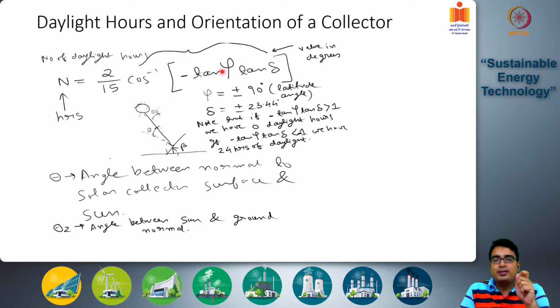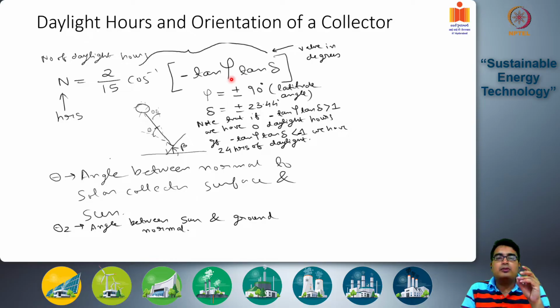Now this cos inverse of this term, now cos theta varies from plus 1 to minus 1. So when cos theta is plus 1, then cos inverse 1 is 0 and the number of daylight hours is 0. What this means is you have perpetual darkness. This usually happens in the winter beyond the Arctic Circle. So under any condition, if you find that your minus tan psi tan delta value is greater than or equal to 1, then you have 0 daylight hours in that region.